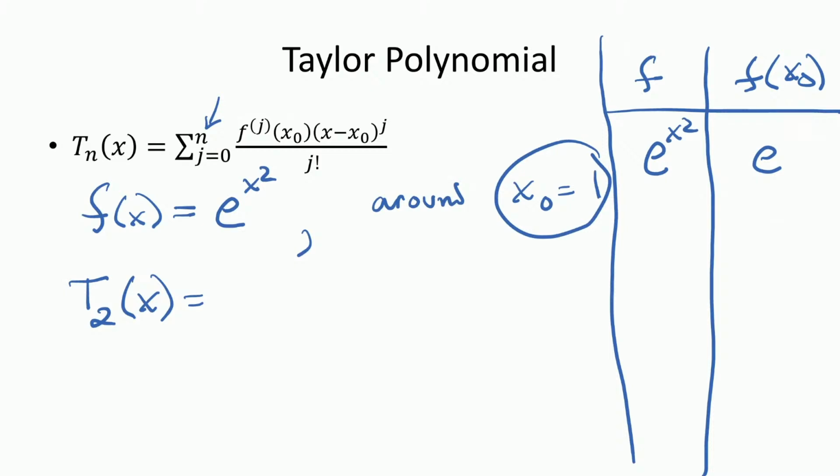So what we're going to need to do is we need the derivative and the second derivative, because the 2 in here means I need 2 derivatives.